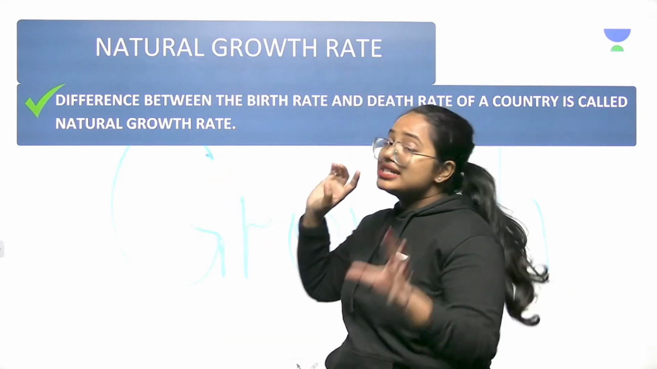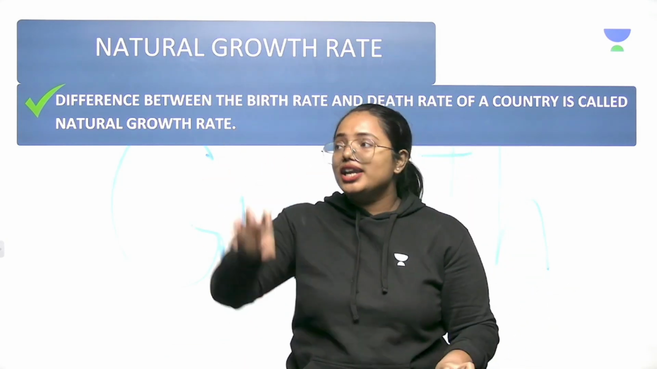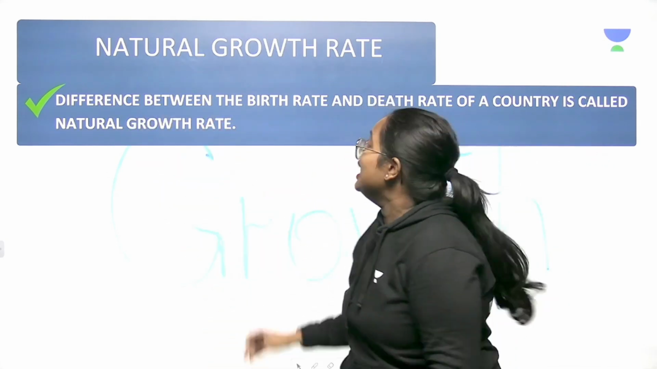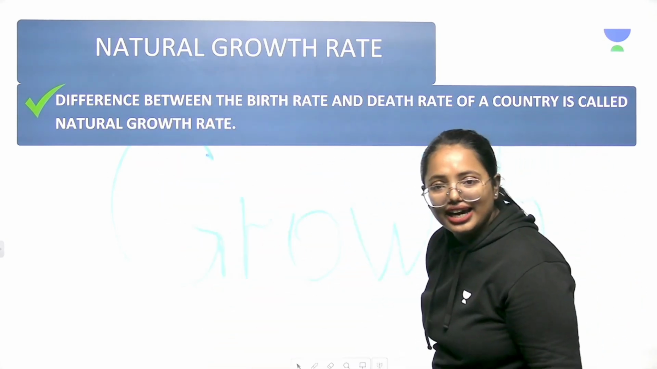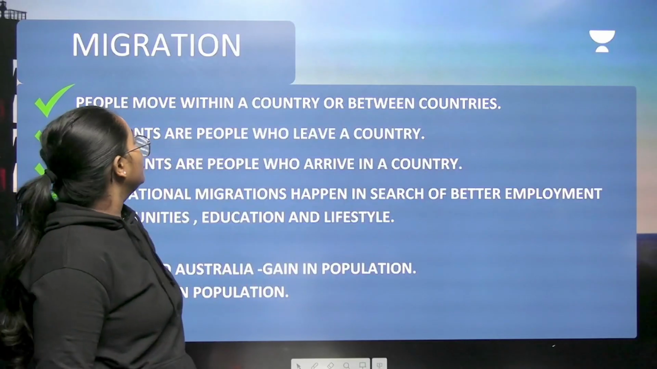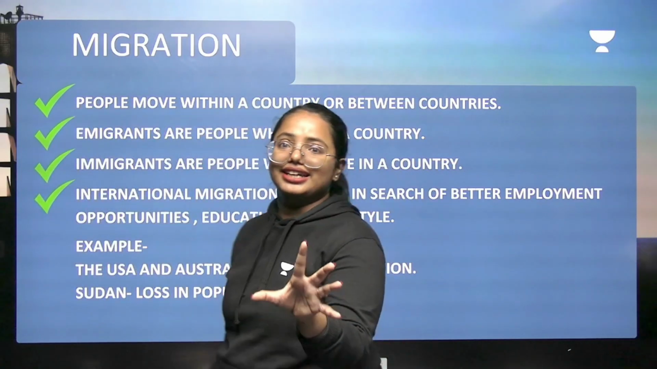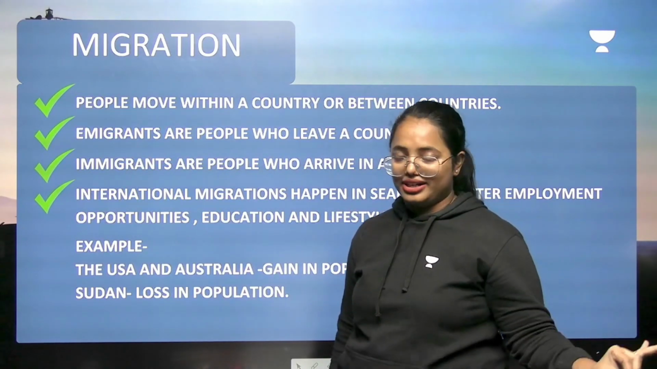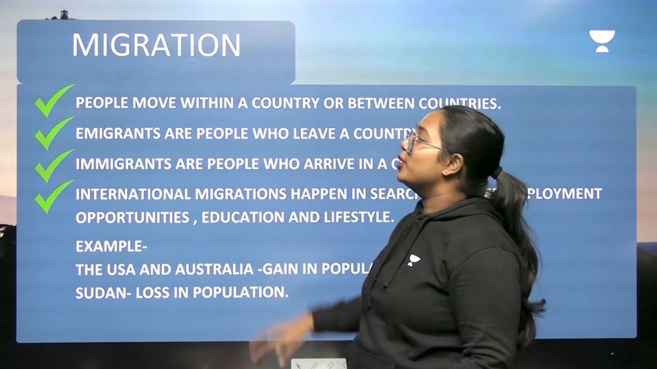Natural growth rate is nothing but the difference between birth rate and death rate. If you take the difference of it, you will get the natural growth rate. Clear? So this can be specific for a particular country. And now we are going to talk about migration. So birth rate, death rate, these two things are considered already. And now we are going to learn about migration.